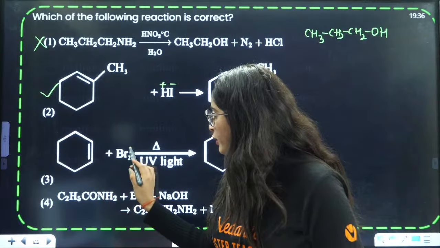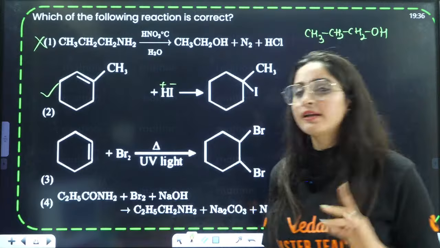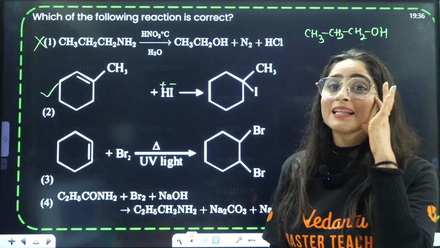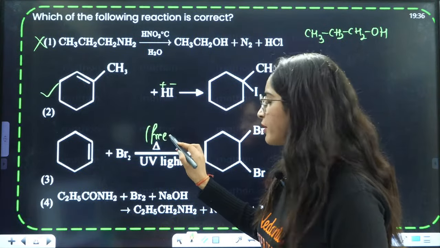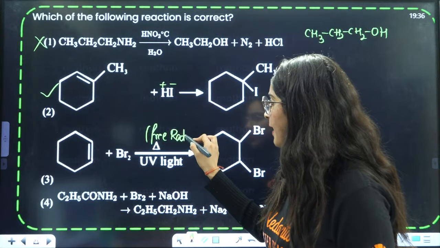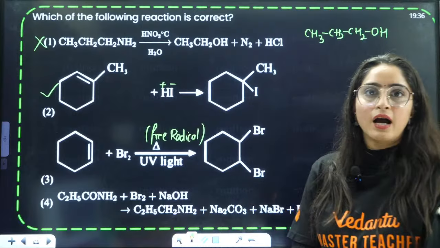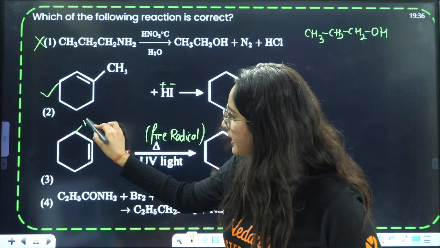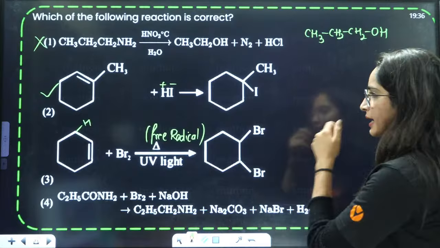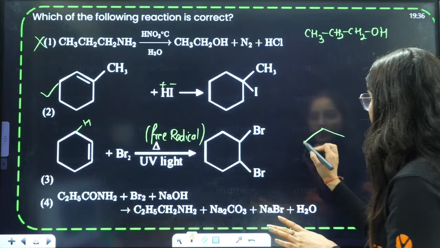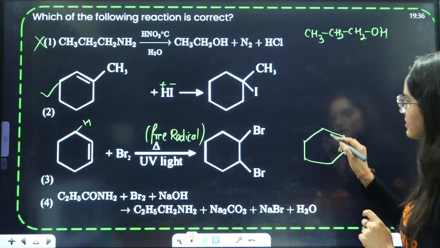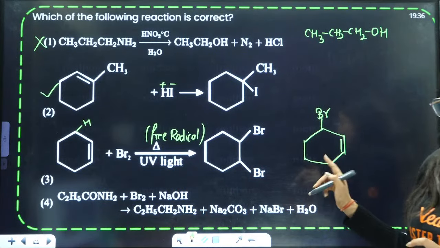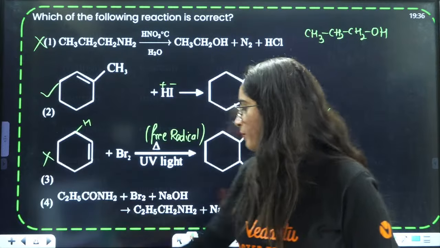Next is when you are adding Br2 in UV light. Whenever Br2 is added in presence of UV light, a free radical reaction will happen, and the allylic hydrogen will be substituted. There will be a substitution reaction. This is the double bond and this is the allylic hydrogen. This hydrogen will be replaced. The double bond will stay as it is, and this hydrogen will be replaced by bromine. So this is the correct product, and this is the wrong product. Let us see the fourth one.